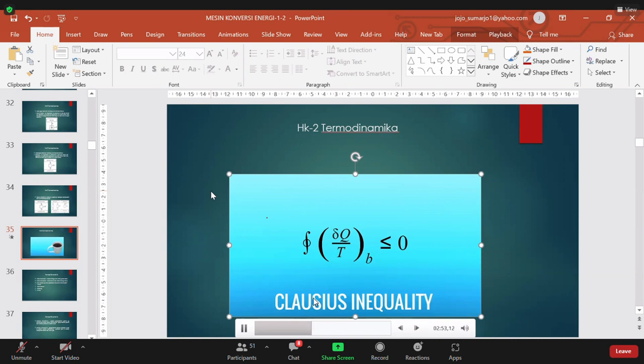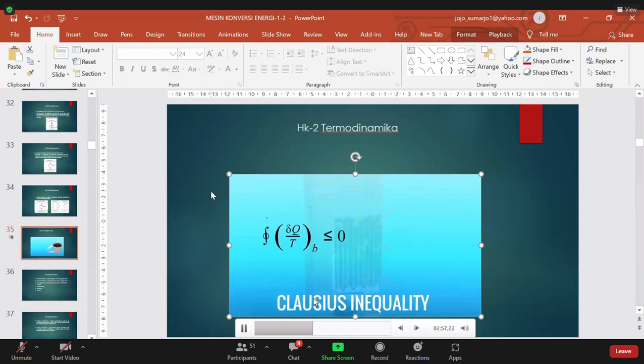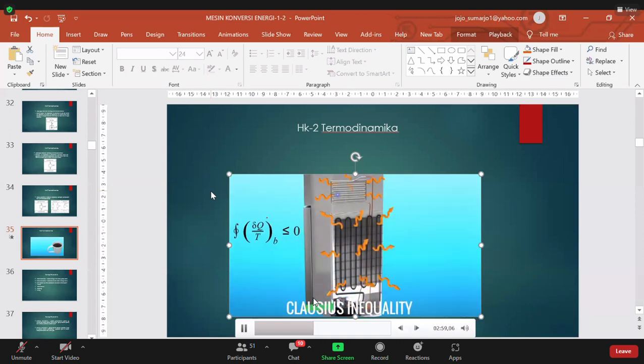The Clausius inequality means that if you take a cyclic process, such as in a refrigerator, and add all the heat interaction happening at the boundary divided by the temperature at the boundary, the resulting value will be less than or equal to 0. This is an interesting inequality, which is true of all cyclic processes.